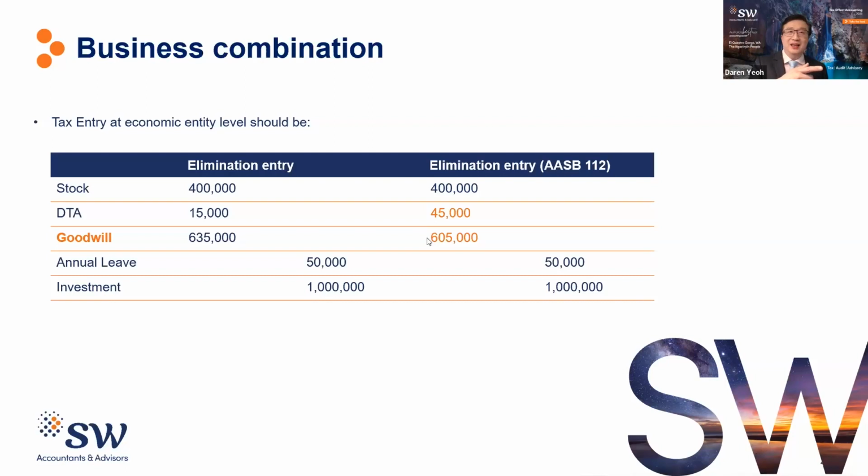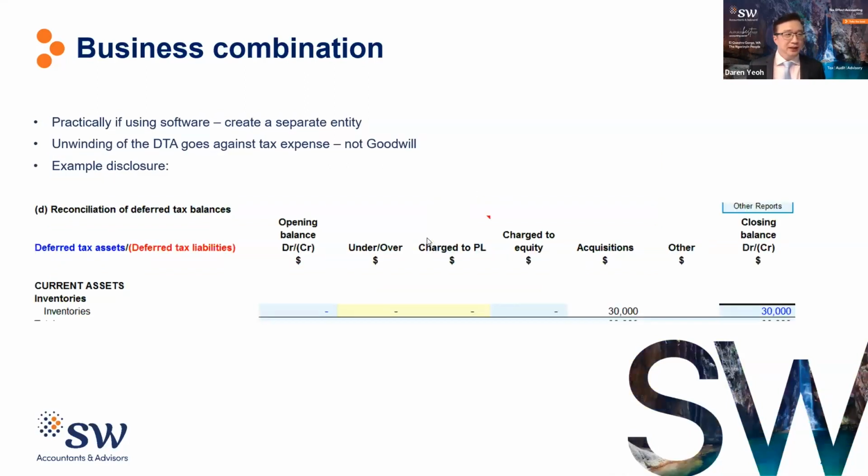When that DTA unwinds, again, it doesn't go to goodwill. When it unwinds, it goes to income tax expense. Okay, and this is an extract from the CTS software. You can see that the entry goes against the acquisition column or goodwill column rather than hitting the P&L.